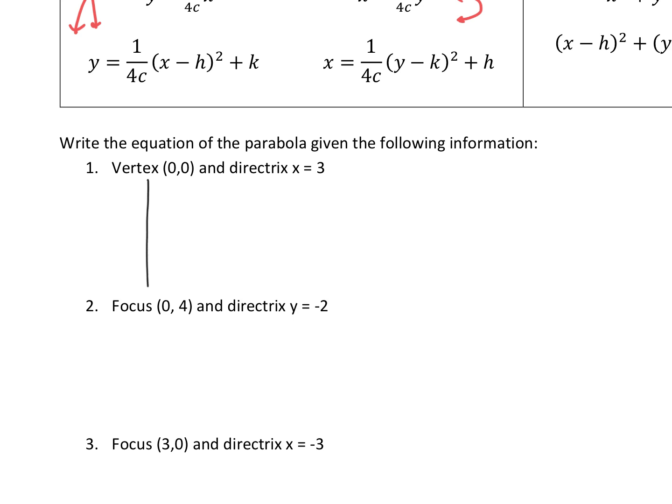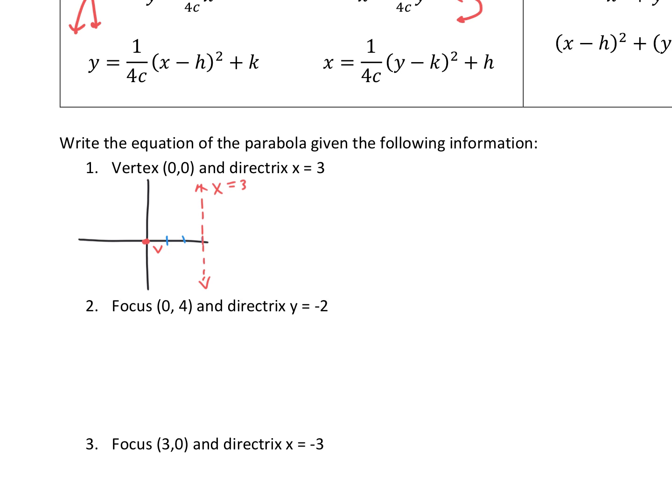You can kind of visually fill in the information they didn't provide you. So we've got a vertex at 0, 0. Here's our vertex. I'm going to label it with a V because I don't want to confuse it with the focus. The directrix is at x equals 3. So x equals 3 is going to be a vertical line. I'm going to come over here, 1, 2, 3. That's the directrix. So I'm going to draw a vertical line, x equals 3.